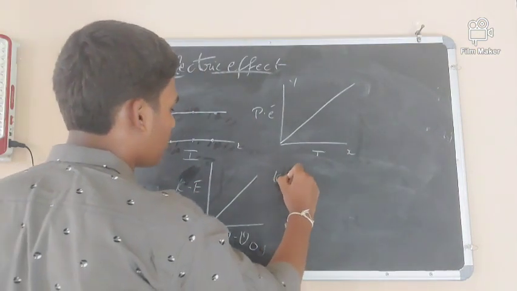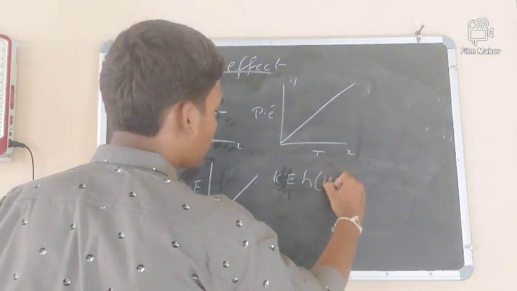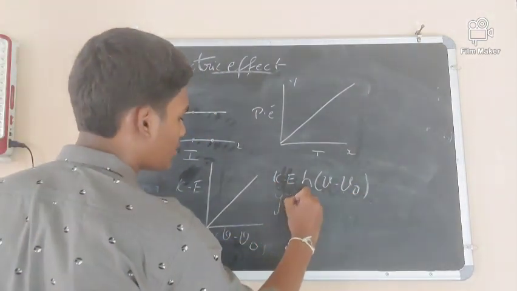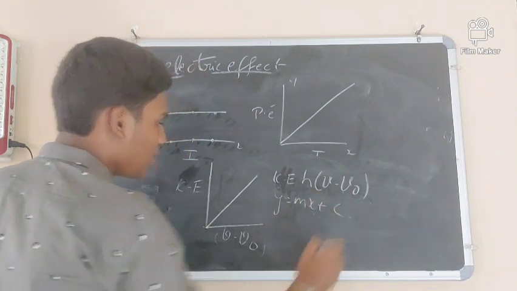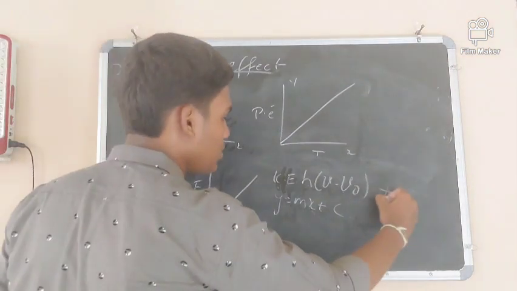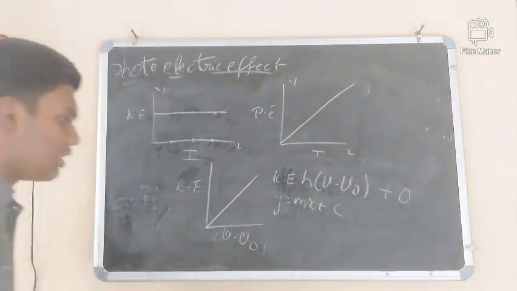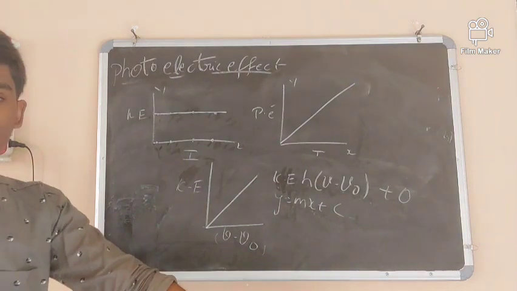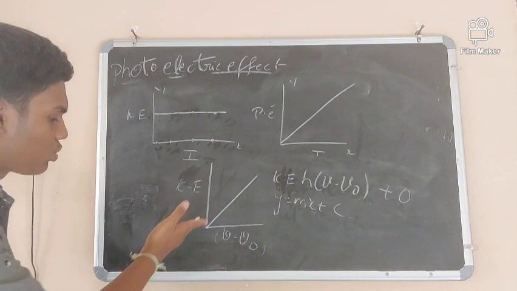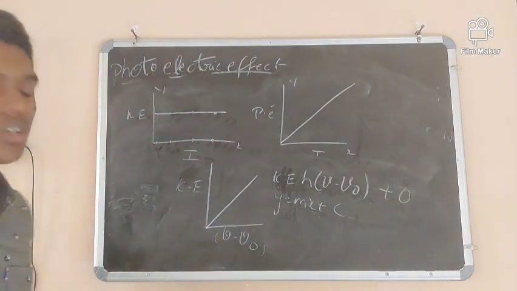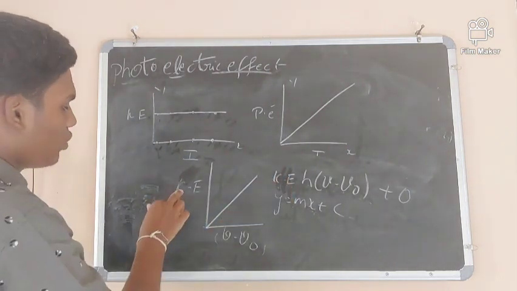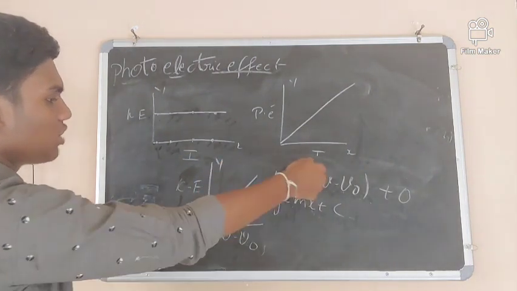We know that KE equal to h into nu minus nu naught, right? And the straight line equation is y equals mx plus c. Here there is no constant, so plus 0. The constant is 0, so it is passing through origin. The y value is kinetic energy, and the x value is nu minus nu naught.